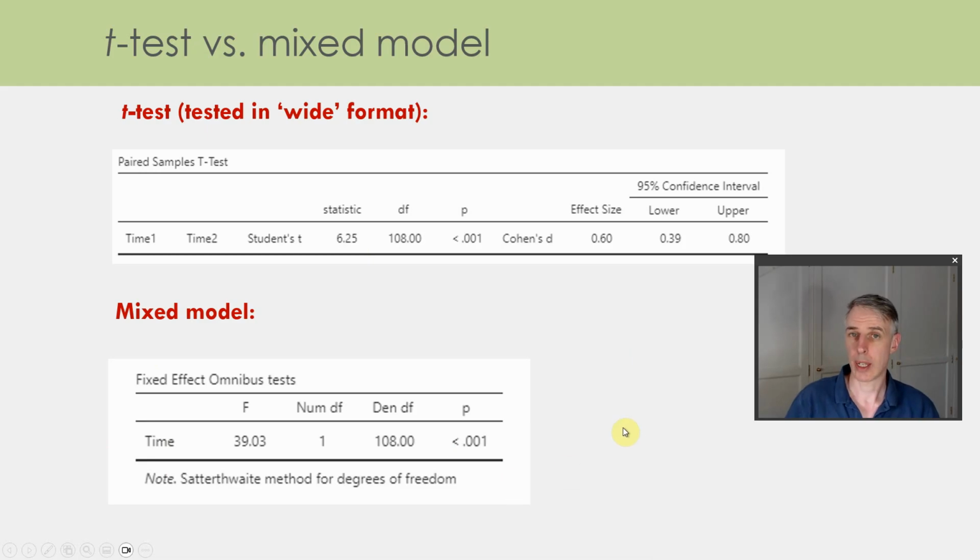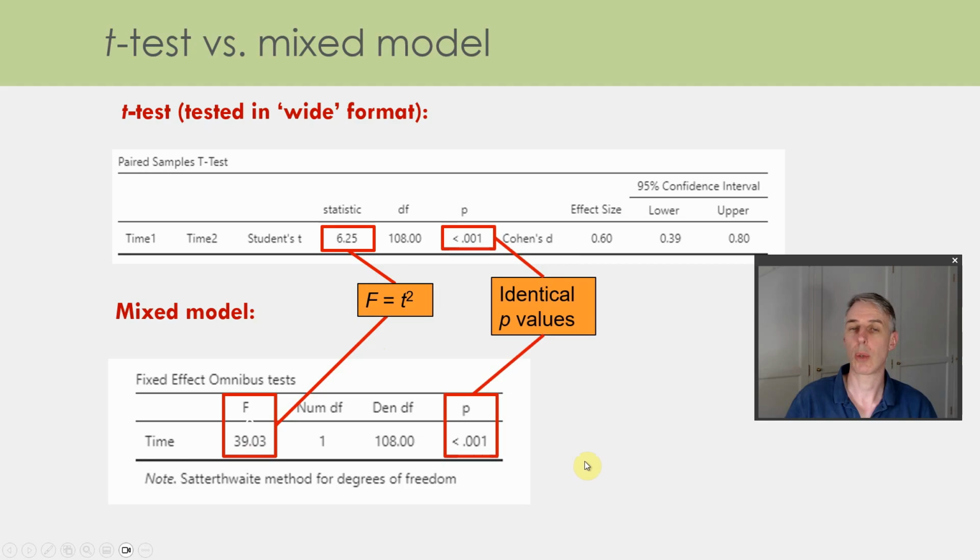And again, a little bit like the point I made towards the start of the between participant ANOVA section, these are both just different versions of a general linear model approach to testing the prediction. They are functionally the same thing. Again, the F ratio here is simply the t statistic squared, and we have identical p-values.